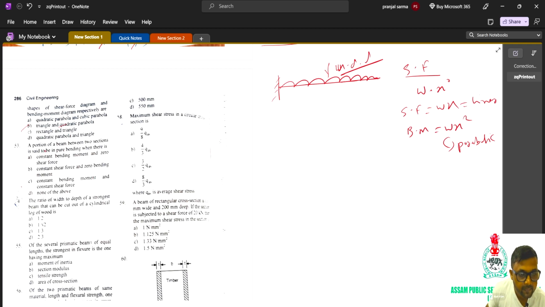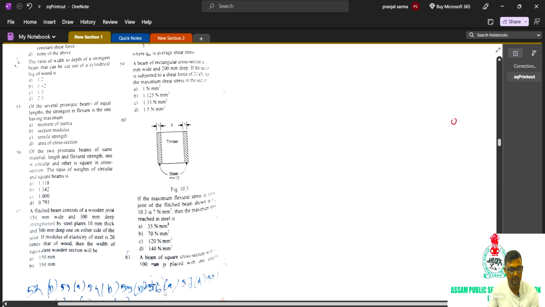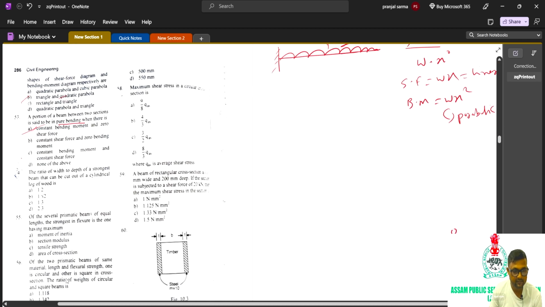Next question is, a portion of the beam between two sections is said to be in pure bending when there is constant bending moment, zero shear force, constant shear force, or constant bending moment. Pure bending means where there is no shear force. In pure bending there cannot be any shear force, so we'll find zero shear force. So the answer is constant bending moment and zero shear force. This is the correct answer, 53A.